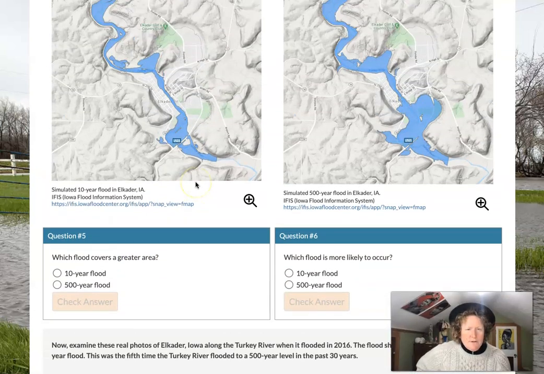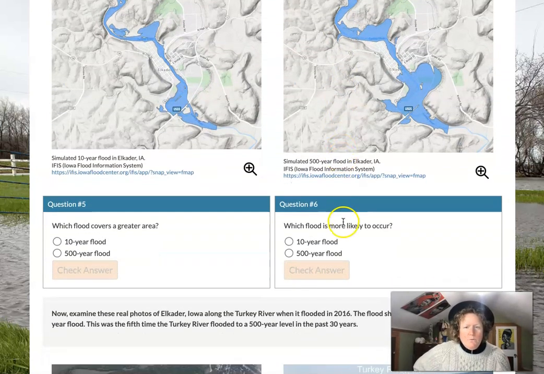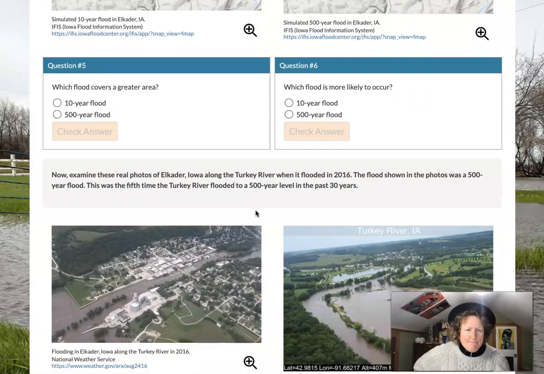Which flood covers a greater area, the 10-year flood or the 500-year flood? You can figure that out by looking at the amount of blue. Which one has more blue? Where does the water cover more acres or more land? Which flood is more likely to occur? Well, once every 10 years seems more likely to me.